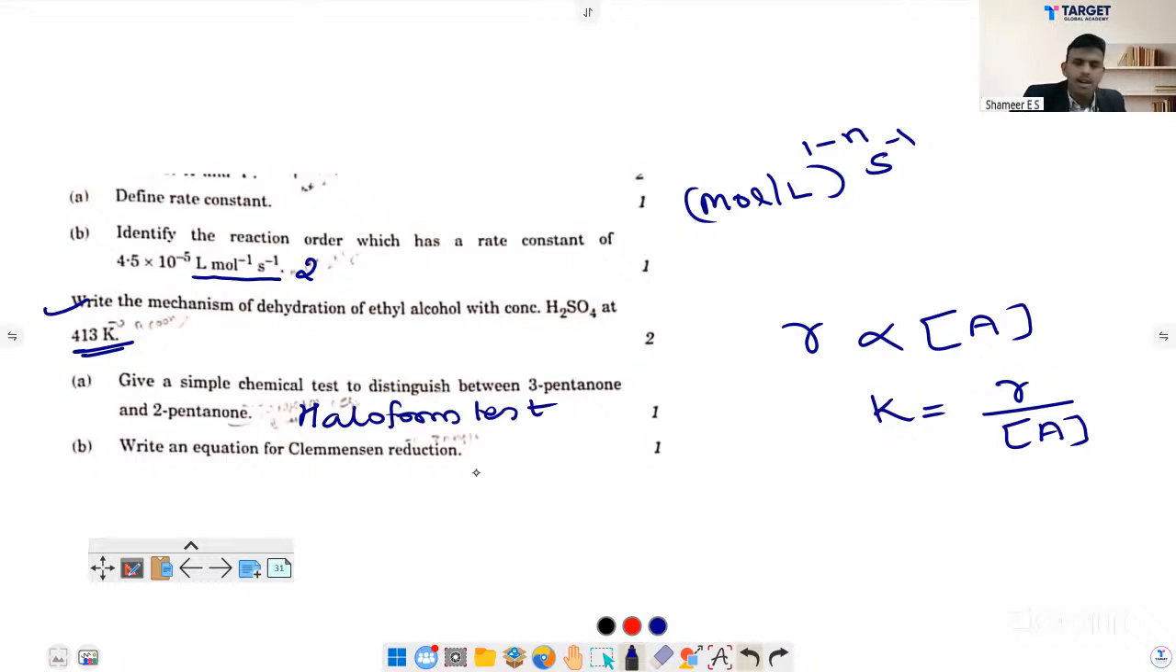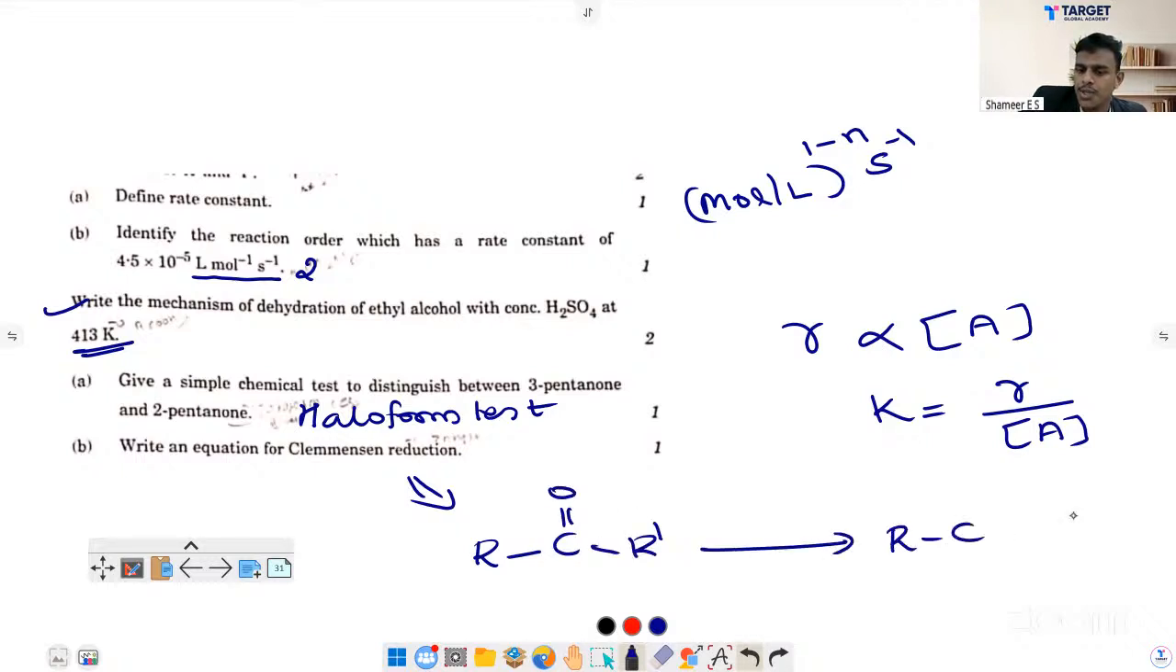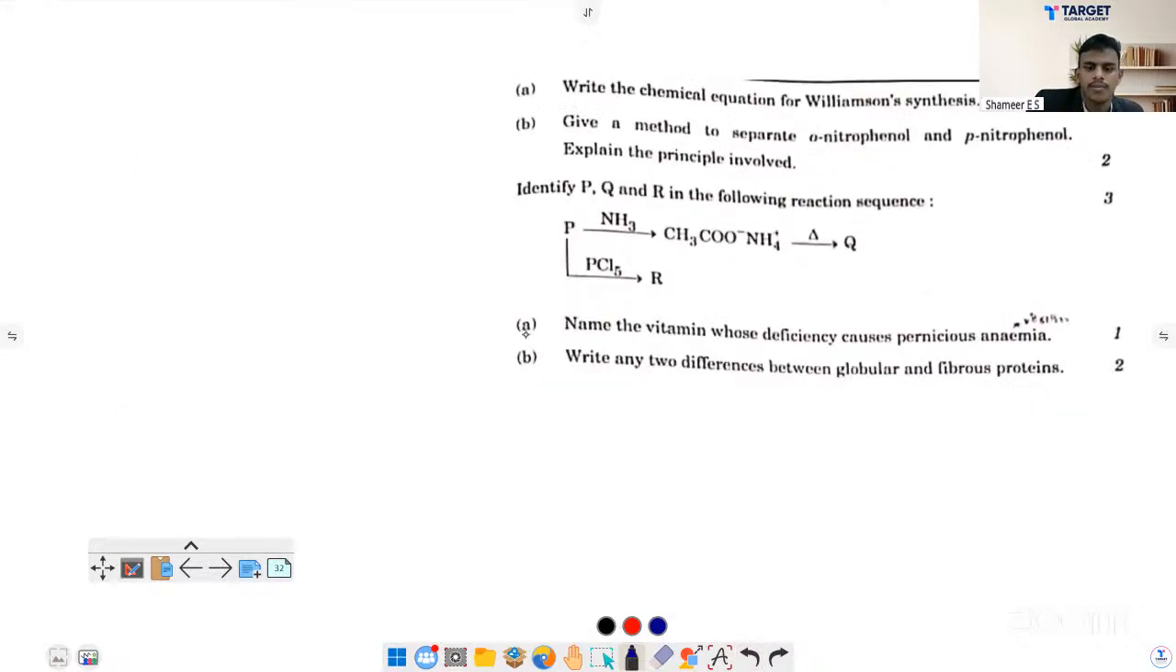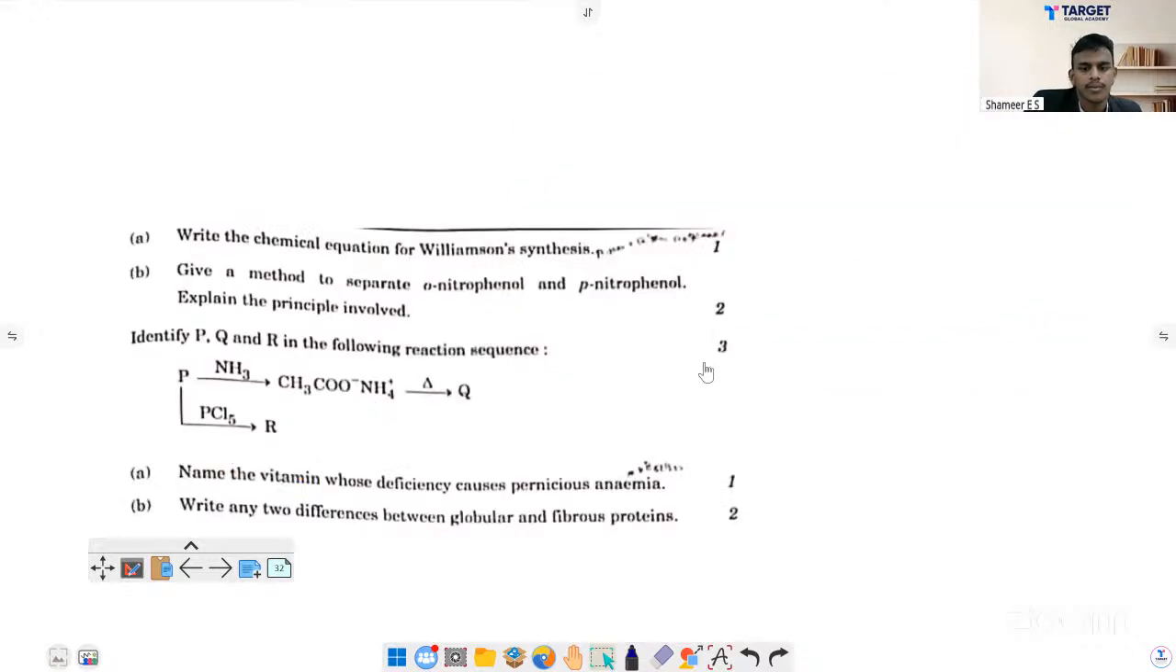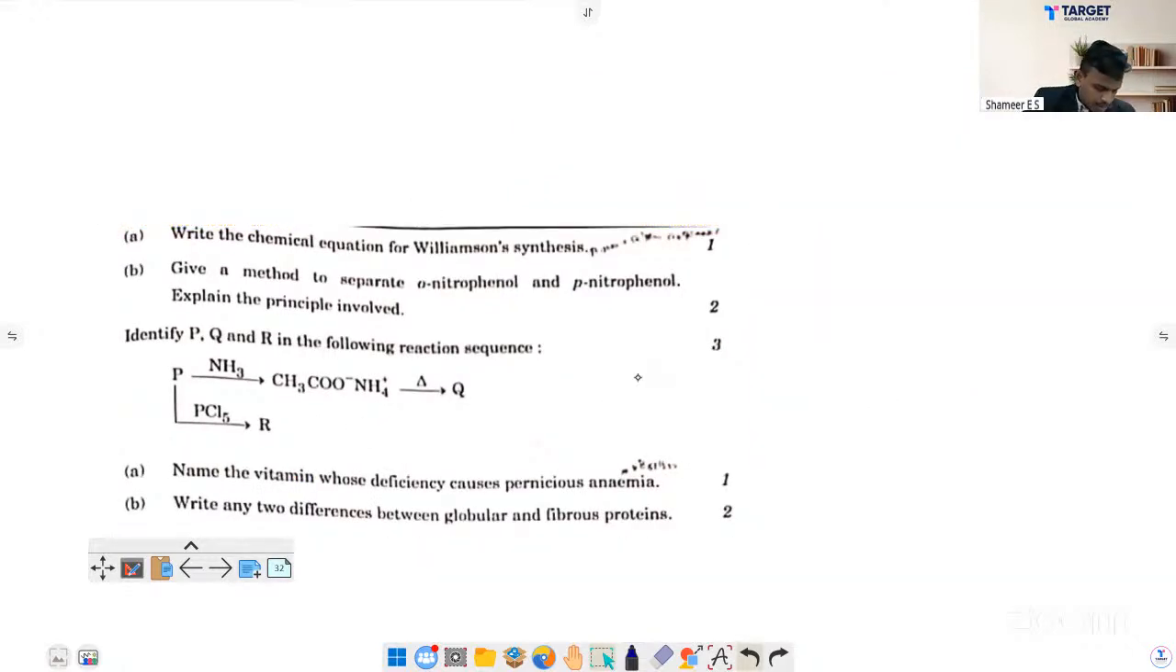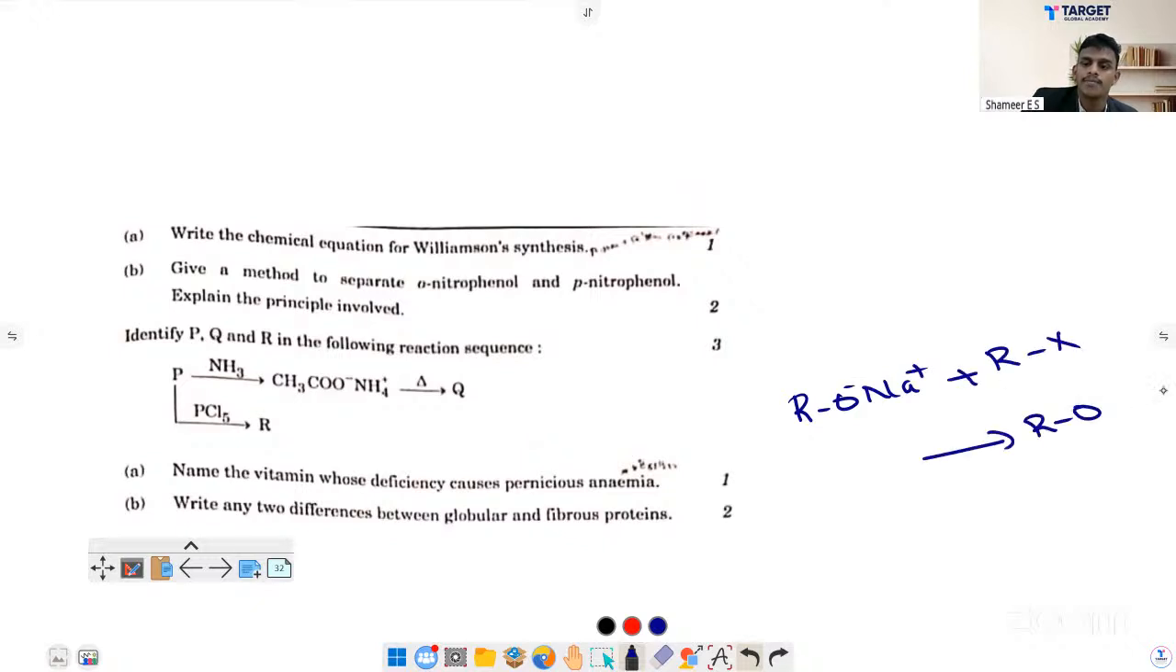Write the equation for Clemmensen reduction. Equation means nothing. Think about R, C double bond O, R dash, converting to R, CH2, R dash, in presence of zinc amalgam and HCl. Very easy. Next. Equation for Williamson ether synthesis. What is the equation for Williamson ether synthesis? RONa, that is RO minus Na plus, reacts with RX. Then you will get ROR plus NaX.